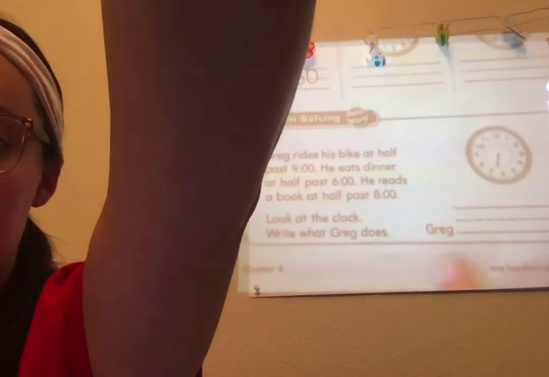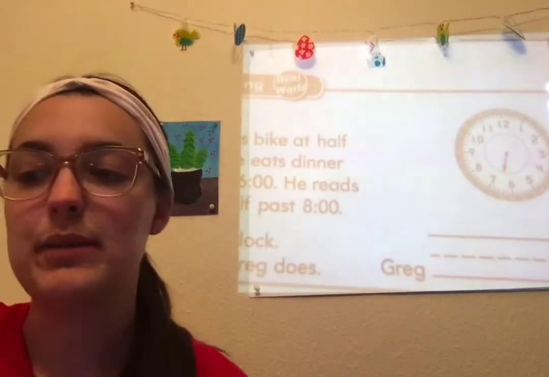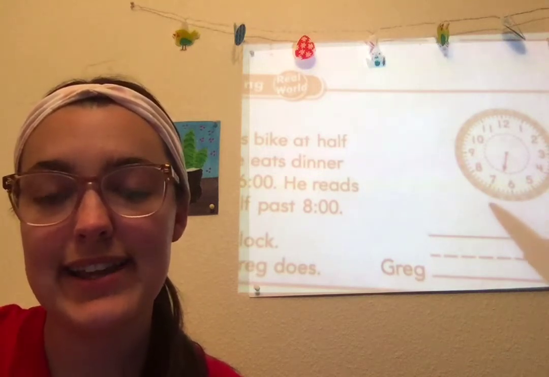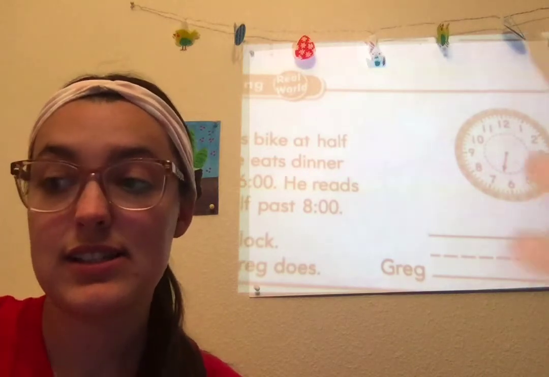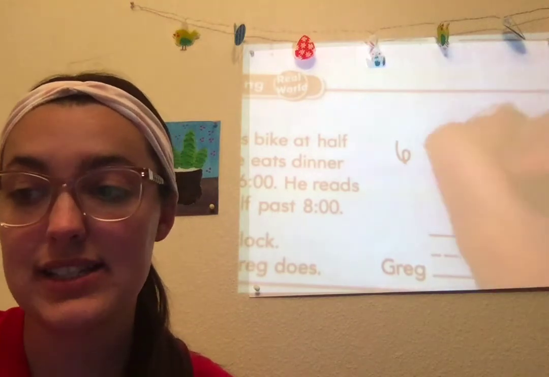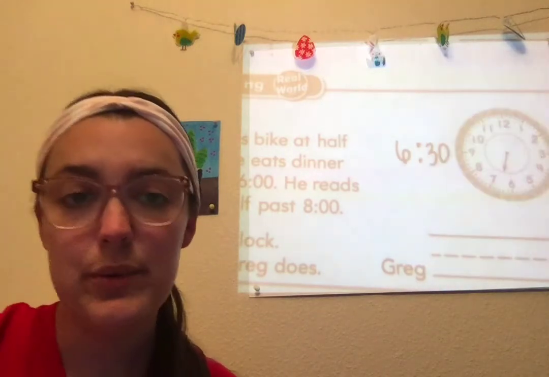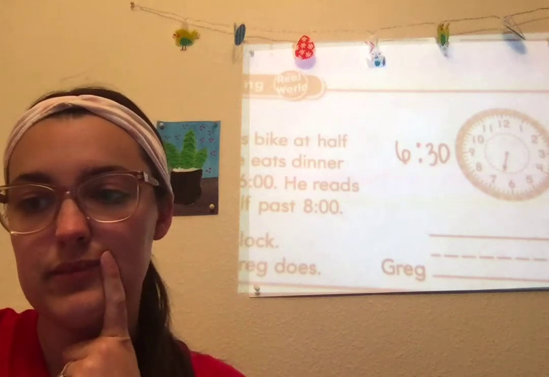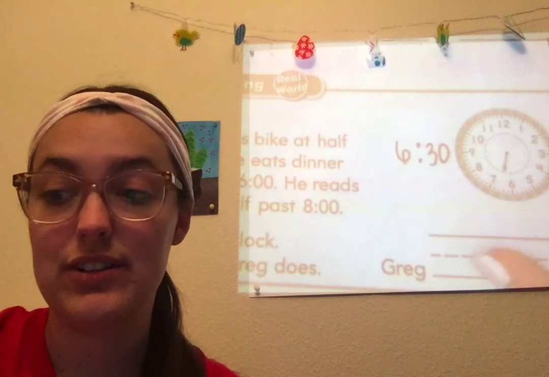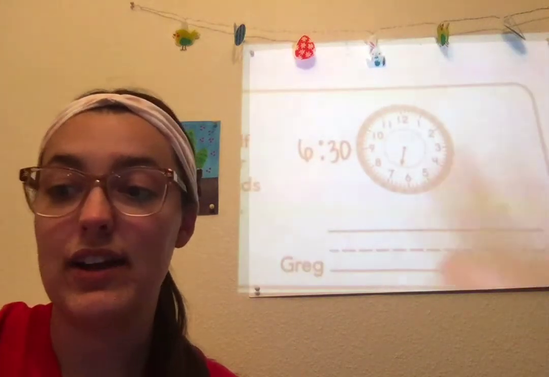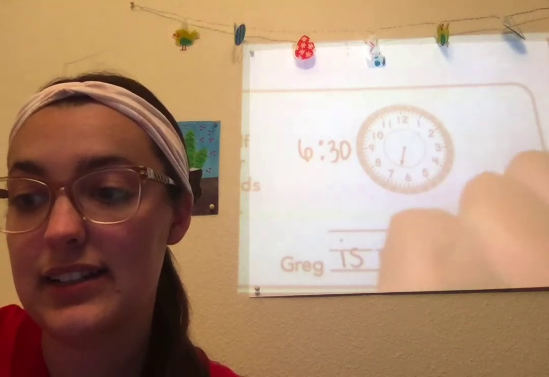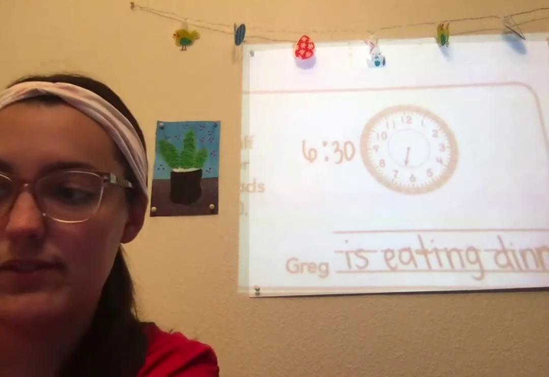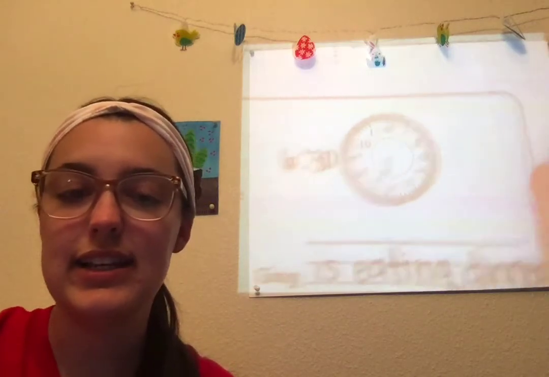Well, if we look at our clock, I'm seeing that it is right in between what 2 numbers? 6 and 7. So we're going to take the smaller number 6, and it's half past 6, so 6:30. Now, what was Greg doing at half past 6? Was he riding his bike, eating dinner, or reading a book? Our directions say that he was eating his dinner. So if I look down here, I'm going to write Greg is eating dinner. You're going to have to write kind of small. Greg is eating dinner.